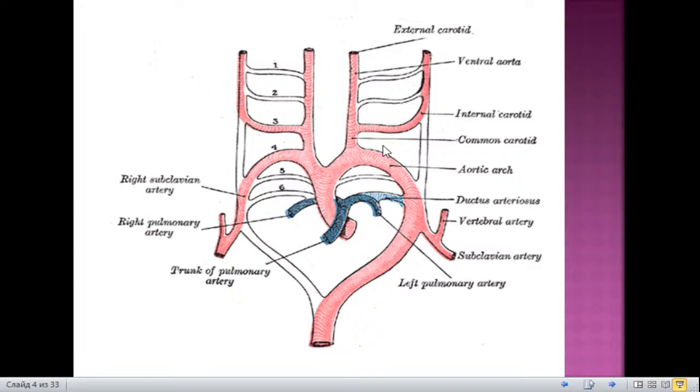The fourth one, at the left side, becomes the arch of the aorta, and at the right side it becomes the brachiocephalic trunk and the initial proximal segment of the right subclavian artery. As for the fifth one, some part of the fifth arch participates in the formation of the subclavian artery, but almost all of it obliterates. And the sixth one becomes the pulmonary artery. So you see the development of these arteries. Now let's go to the head.